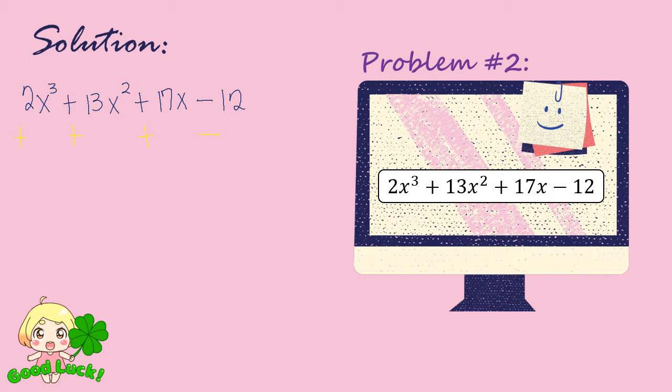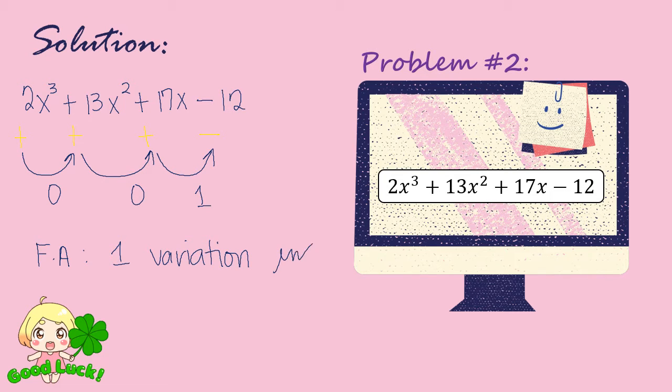And observe the variations in the signs. Positive to positive, there's no variation. Positive again to positive, there's no variation. And positive to negative, then we do have one variation. So all in all, our final answer for the given polynomial is one variation only. You can write one variation only, or completely you can write one variation in signs. Okay, next example.